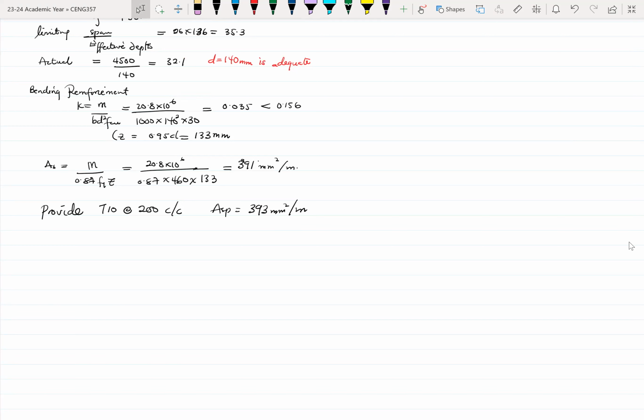So you guys should complete similar calculations for the interior spans and supports. Okay.